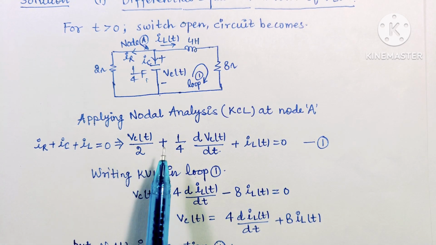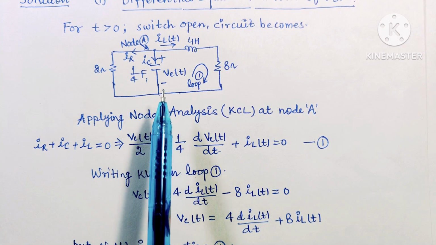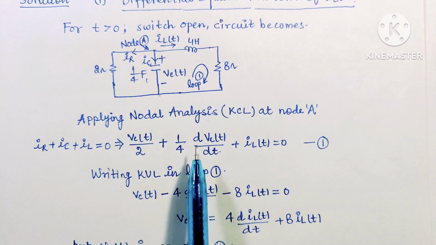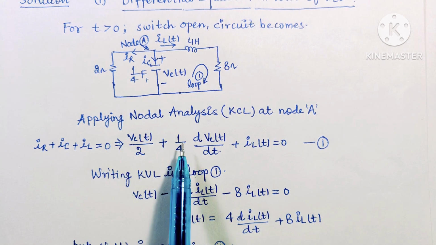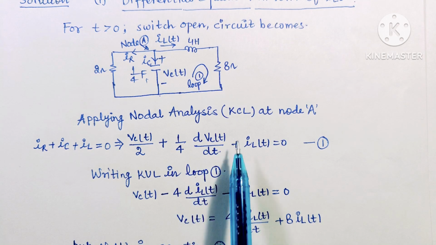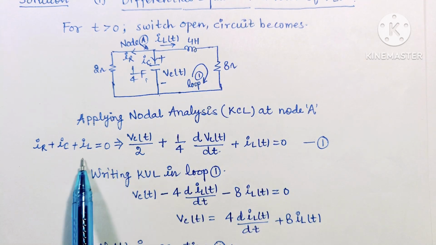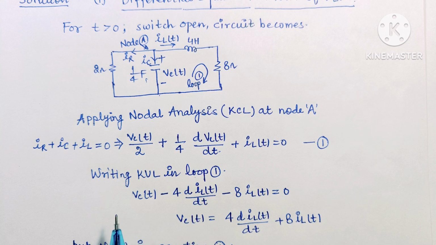As we know, the current passing through a capacitor can be written as C dvC(t)/dt. So the value of capacitance, that is C, equals 1/4 here. Now iL(t) can be written as given in this equation, that will be equal to 0.